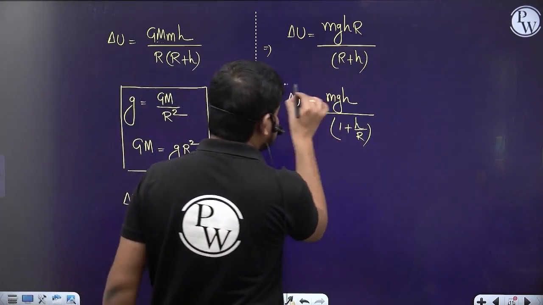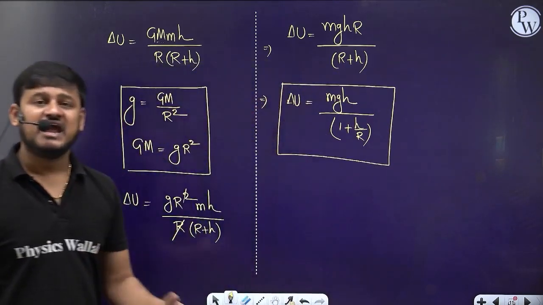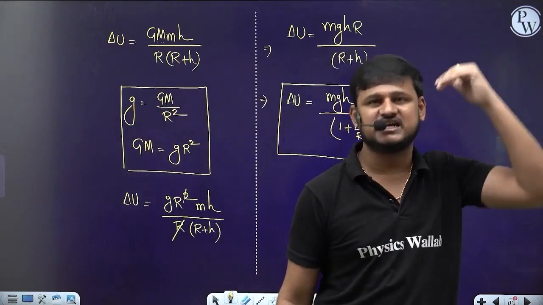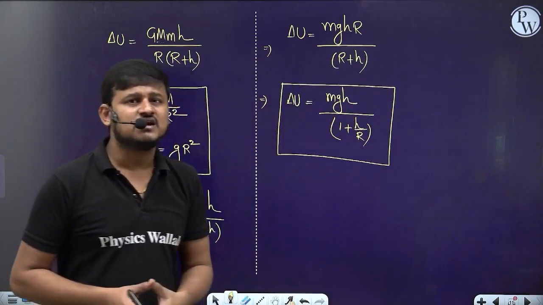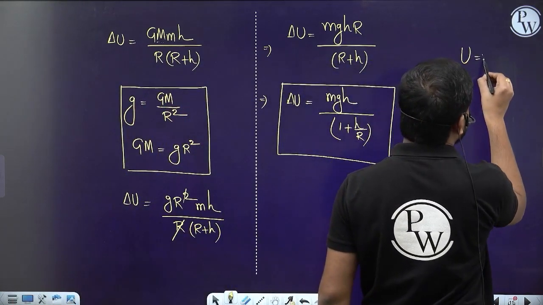Yes, so this is the change in potential energy when an object is taken from the surface of the earth to some height h. We generally think that the potential energy U is equal to mgh.